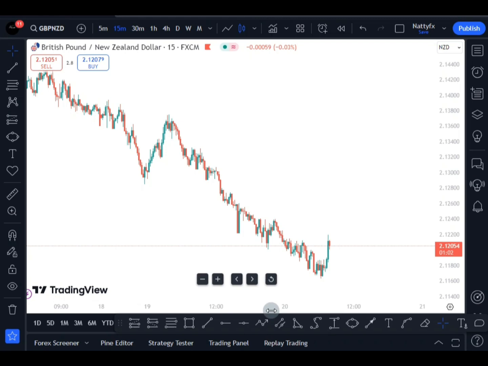All right, so top-down analysis is just analyzing the market from the higher time frame and narrowing it down to the lower time frame to get a trading opportunity. And this is just a step-by-step guide on how to properly do it.